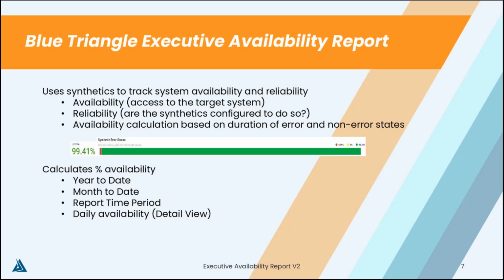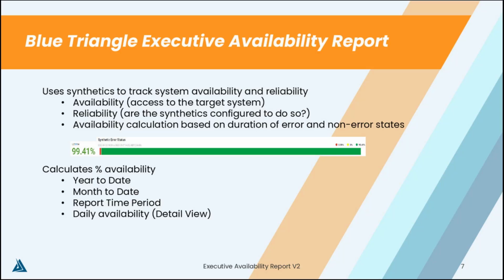Now, I keep calling it a score, but remember, it's a percentage of time the system is available and reliable, so it's based on 100%. The calculation for availability is based on the amount of time a monitor is in either an error or a non-error state. The longer a monitor is in an error state, the lower your availability score.